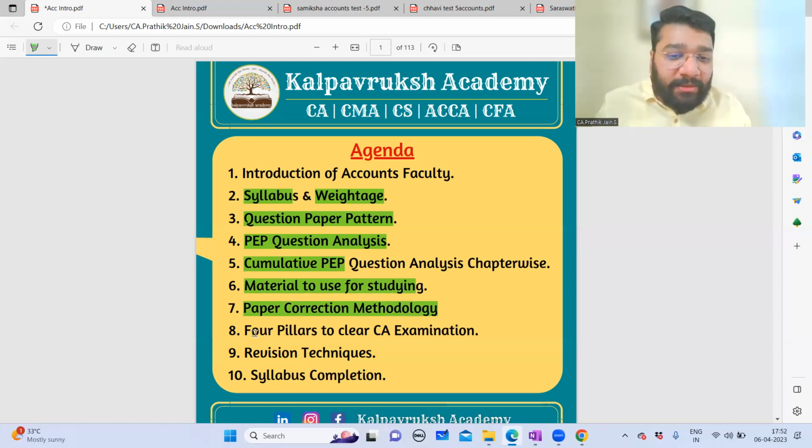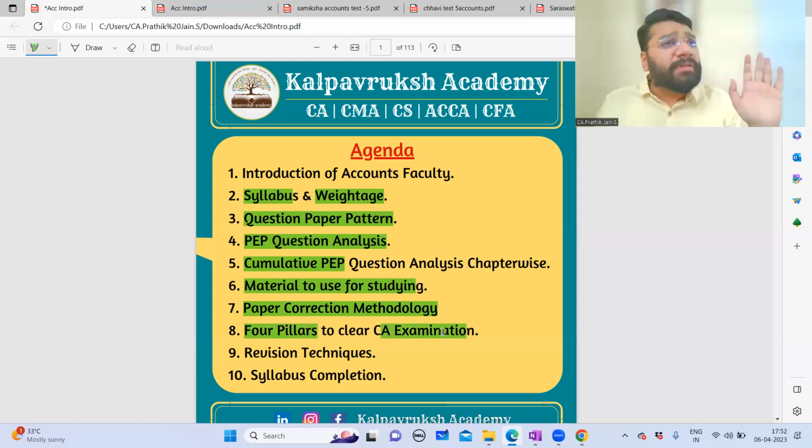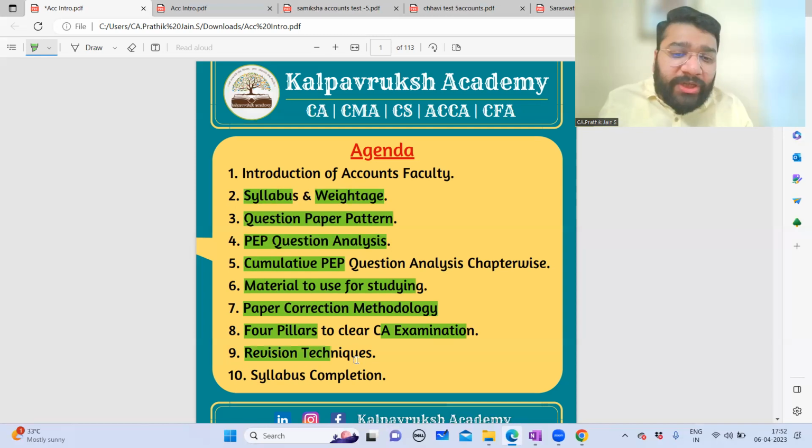And then I'll be discussing the 4 pillars that are required to clear the CA examination, which means any level, be it foundation, inter or final. What are the 4 major things that you have to focus upon? Revision technique, I think this is something which I'll not discuss today. I'll be discussing it as and when we start with the class.